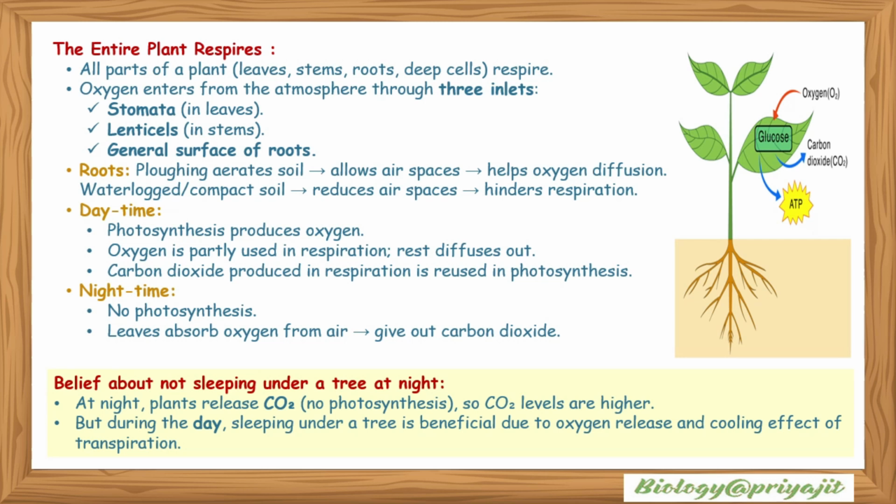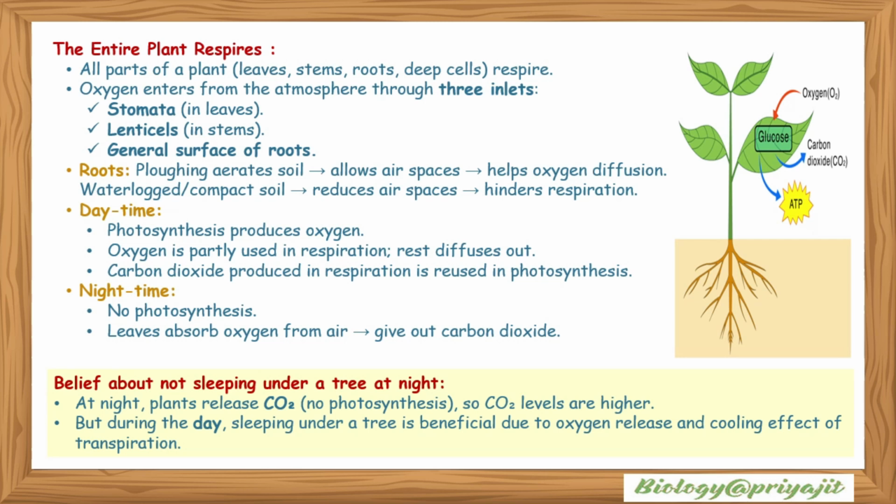The entire plant respires. All parts of a plant, whether leaves or stems or roots or deep cells, respire. Oxygen enters from the atmosphere through three inlets: stomata, which are found in leaves, lenticels, which are found in stems, and the general surface of roots. Ploughing aerates soils, allows air spaces and helps oxygen diffusion. Waterlogged or compact soil reduces air spaces and hinders respiration.